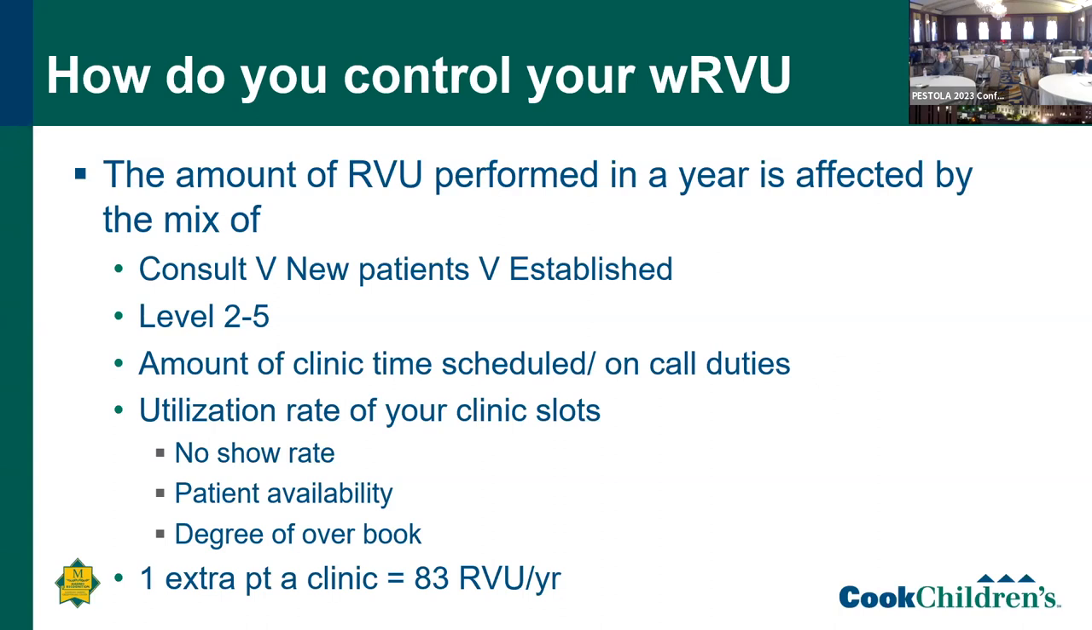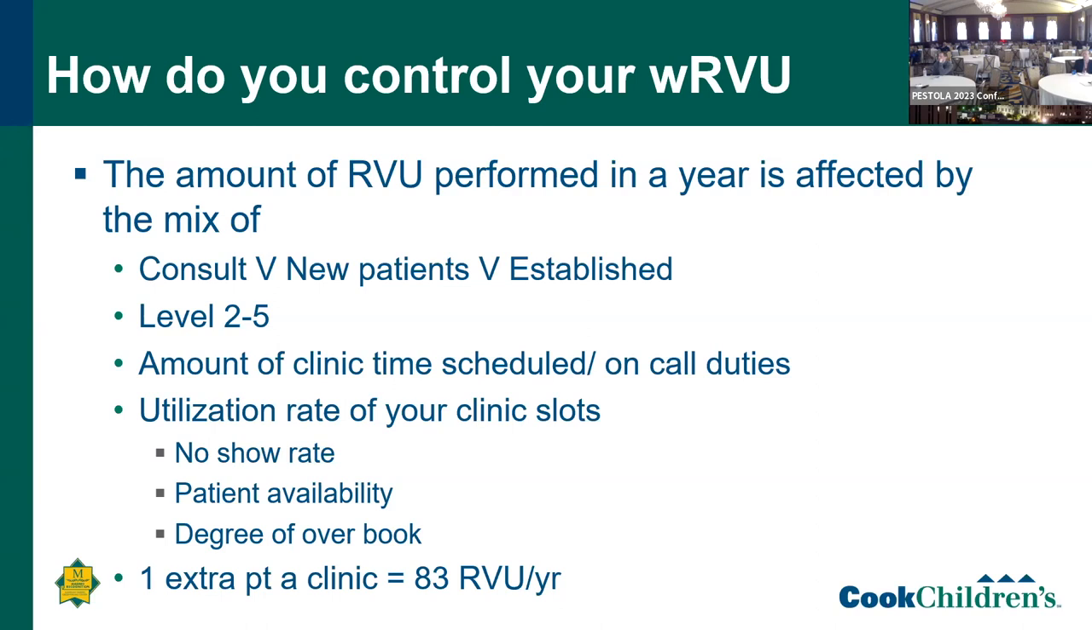And one thing that's very interesting is a simple thing like booking one extra patient to clinic. So let's say you decide, I normally see 10 patients. We have a 10% no-show rate. So I'm going to book 11 patients and ensure that I see 10 every time. That's 83 RVUs per clinic per year. So if you do 7 clinics, that's over 500 RVUs.